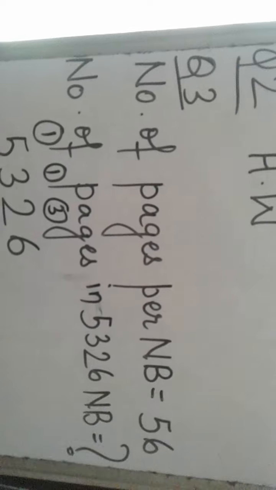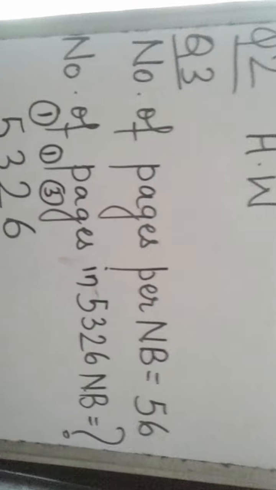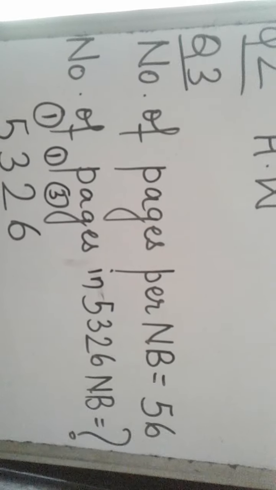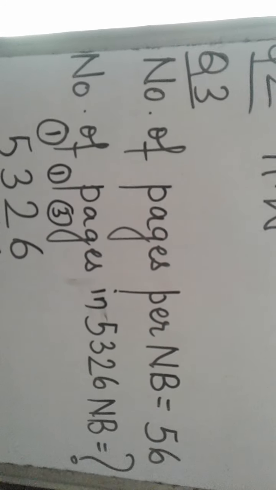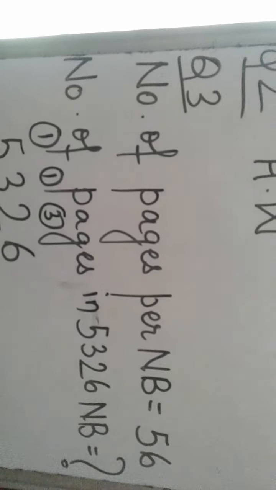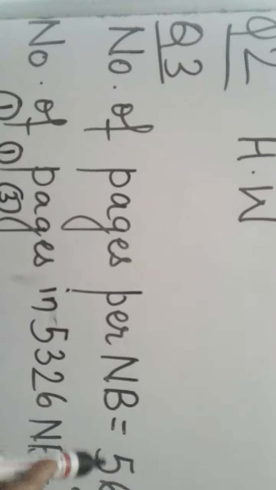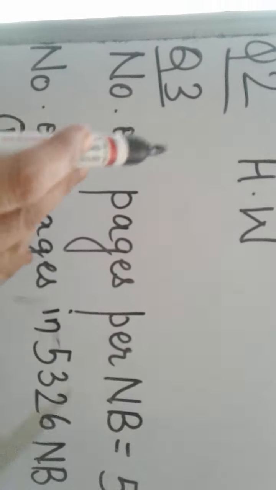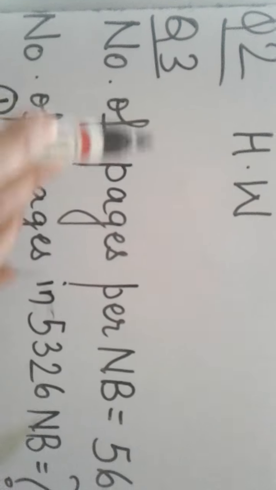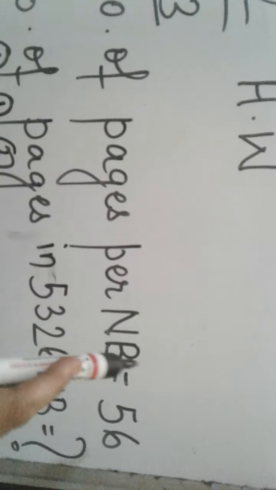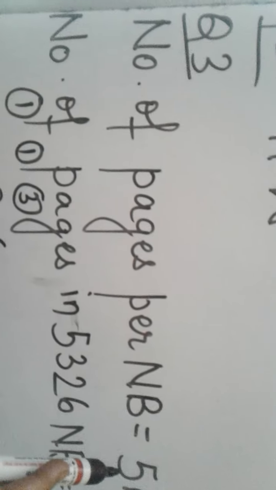Now let's see question number 2. You can go through the question from the textbook. But what is given in the question? First we have to write it in the form of statements. It's a very important part of solving a word problem. Always remember, writing statements carries marks. Alright, so the number of pages per notebook is given as 56. Per notebook means in one notebook there are 56 pages.